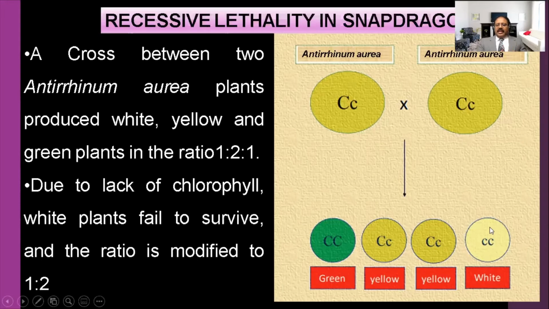But unfortunately, the white color plants are always killed by the lethal gene. Because of that recessive gene, they can't produce the food substance, or they can't do photosynthesis. The plant will die. Because of that, the 1 is to 2 is to 1 ratio is modified into 1 is to 2, but the 1 is not there. Do you understand, Media? So the ratio is modified into 1 is to 2. So this is the recessive lethality in snapdragon plants.